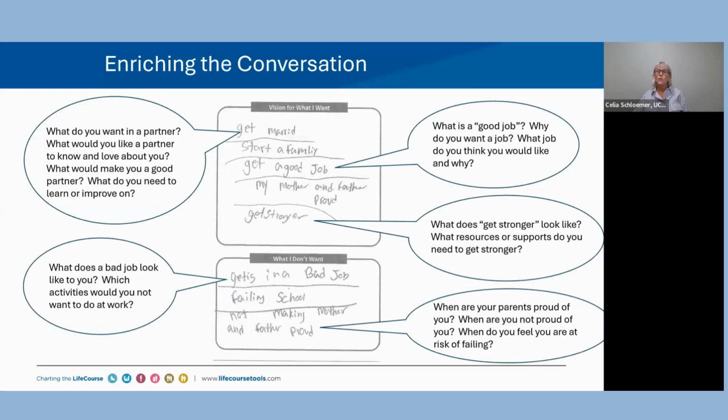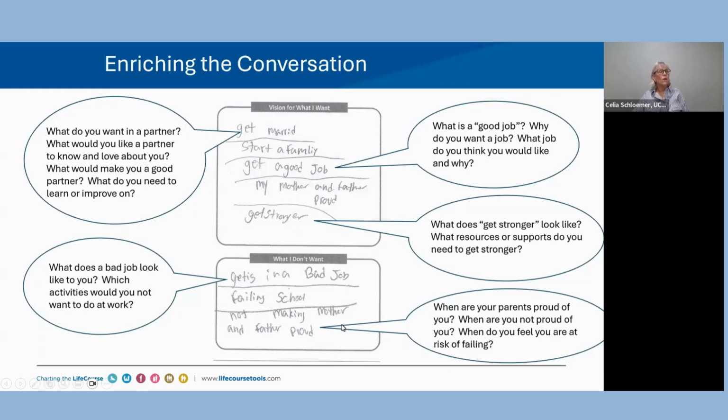But remember, this tool isn't just about writing down your ideas. It's about the conversation. The goal is curiosity, really understanding what matters. As you look at their trajectory, when you see simple things like get married or get a good job, you can ask more questions and expand their thinking. In the don't want box, you can explore challenges and supports.